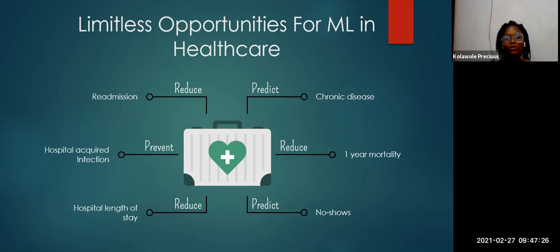Also, let's talk about reduced one-year mortality. ML has helped in reducing patients' one-year mortality. It can help add one more year to a patient's lifespan. All right, predict no-show. Machine learning has contributed in this area in predicting patients that are likely to show up, patients that are likely to come to the hospital on a particular day. All right, let's go to the next slide.